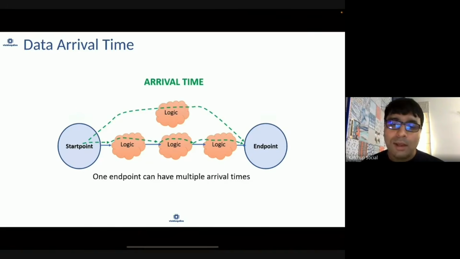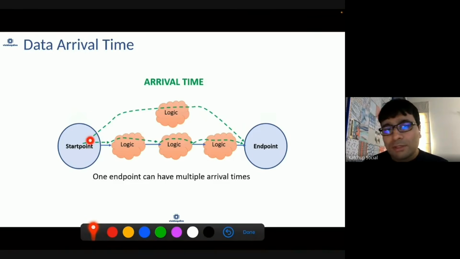One endpoint can have multiple arrival times with respect to the same start point. That is dependent on how many paths there are between the start point and the endpoint. For example, in this case, there are two paths from the start point to the endpoint. One path is this, and one path is this. Depending upon which path you are calculating the delay on, the arrival time will be different. So one endpoint can have multiple arrival times with respect to the same start point.